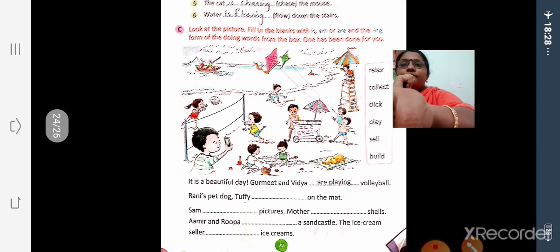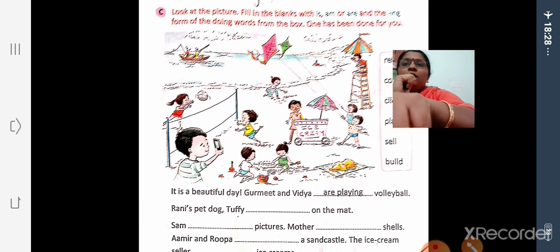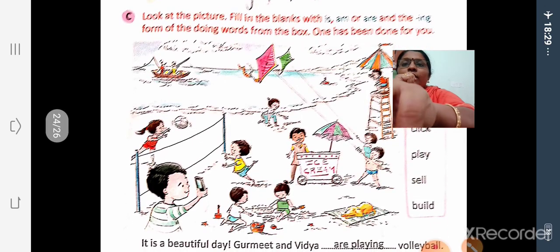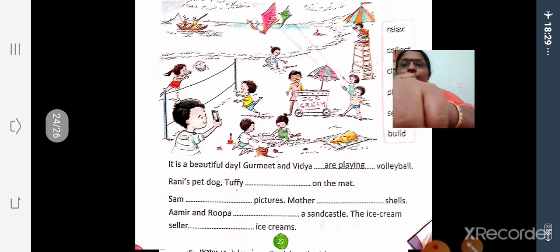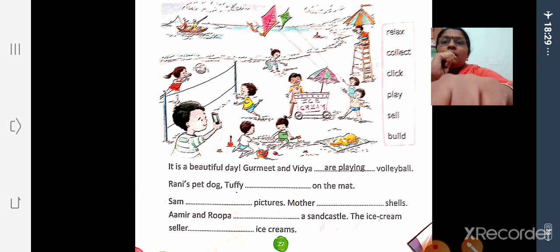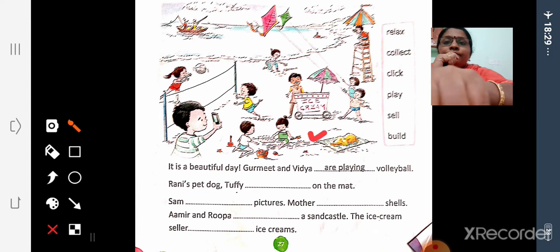Then last, look at the picture, fill in the blanks with is, am or are and ing form of the doing words from the box. One has been done for you. So we have to look at the picture. Words are given in the brackets. It is a beautiful day. Then Gurmeet and Vidya are playing volleyball. Rani's pet dog Tuffy is relaxing. RELAXING. Relaxing on the mat.